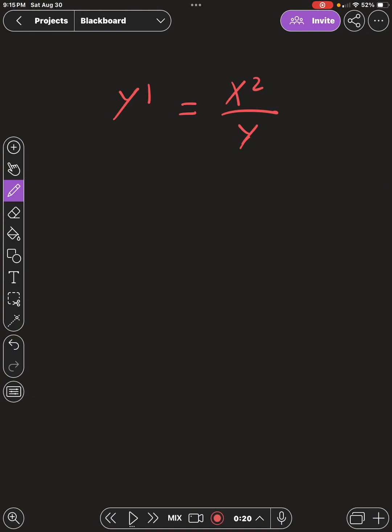So what do we have right here? We have y prime equal to x squared over y. So right now, this is not in the form we wanted. We have y on the left side and we have y on the right side. So in order to get y's on one side and x's all on the other side, we're going to multiply each side of this equation by y. So that'll leave us with y times y prime on the left is equal to x squared on the right.